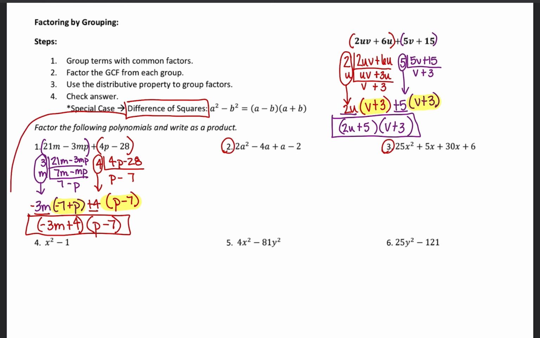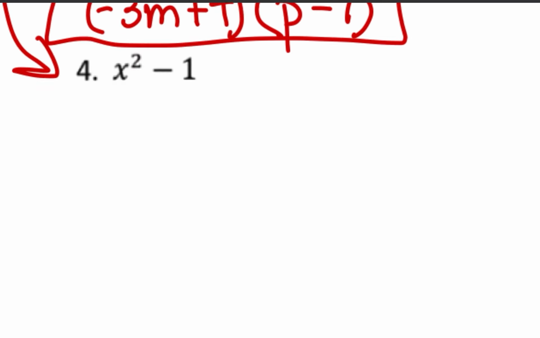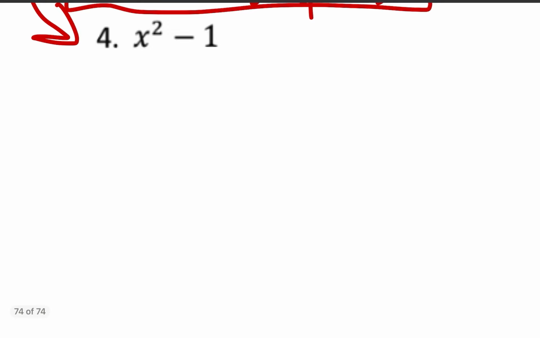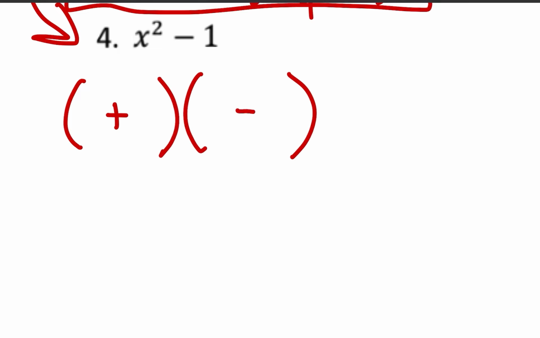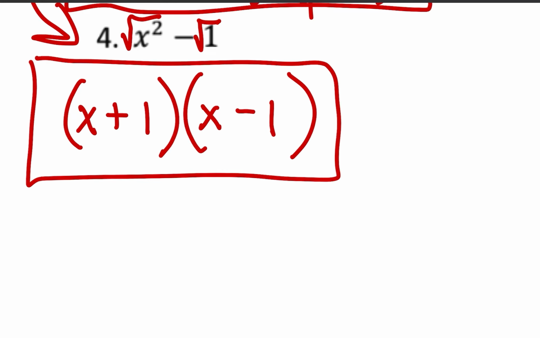So each one of these below is a difference of squares problem, because we've got a perfect square minus another perfect square. So each one of these on the bottom row is going to be a difference of squares. So we're just practicing setting up that format. Every time you have a perfect square minus another perfect square, it's going to be a difference of squares. So our factors are going to be a plus and a minus. And it's going to be the square root of the first term and the square root of the second term. So the square root of x squared is just x, and the square root of 1 is just 1. So that would be our factored expression using difference of squares.